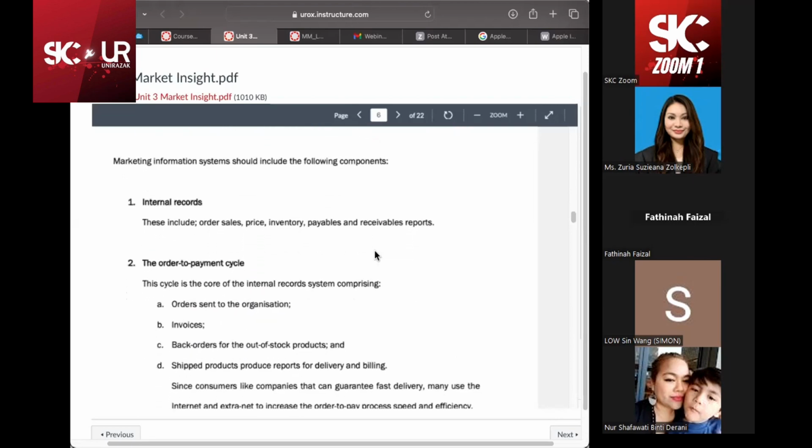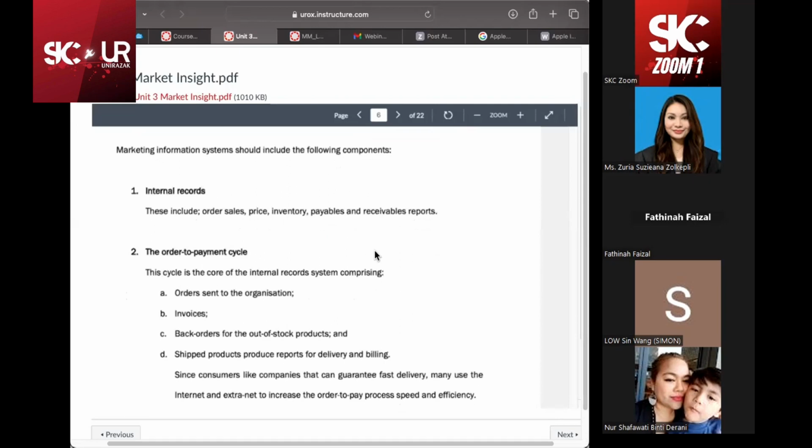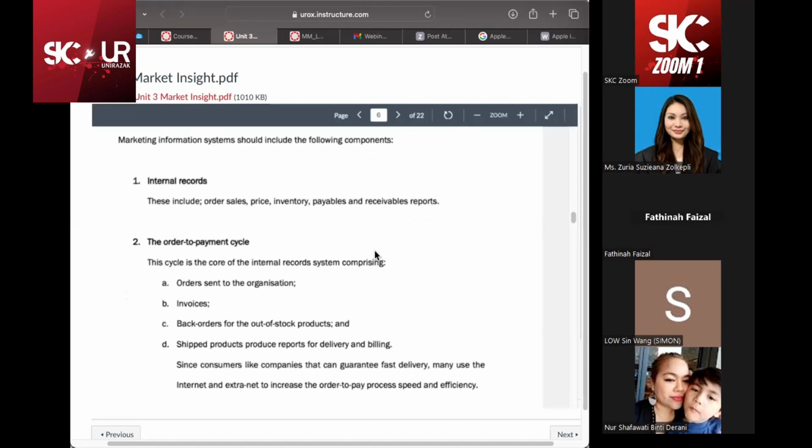Okay, so when we talk about marketing information system, we can make use of a few tools for a customer. For example, we have internal records, including the order, sales, price, inventory, payables, and receivable reports.